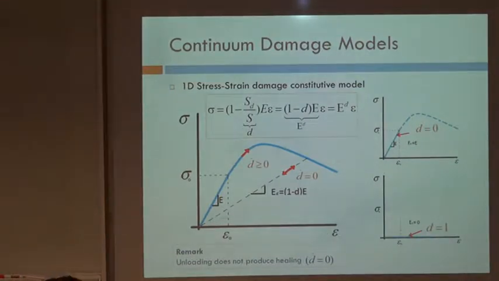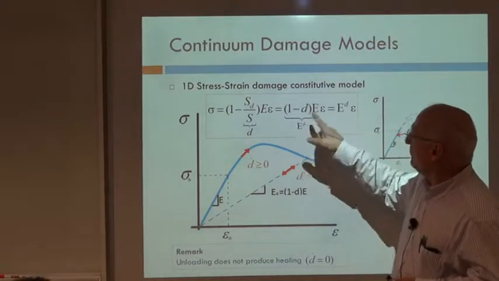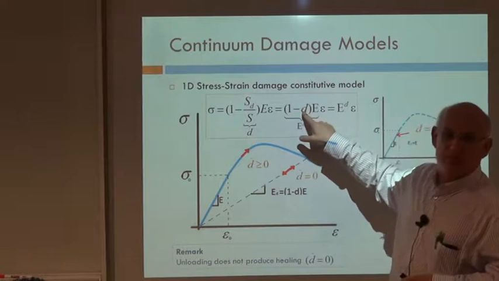Regarding the Young modulus, the damaged one, why is it proportional? I mean, like. I didn't say it's proportional. What do you mean it's proportional? Where do you see here? D is proportional to what?